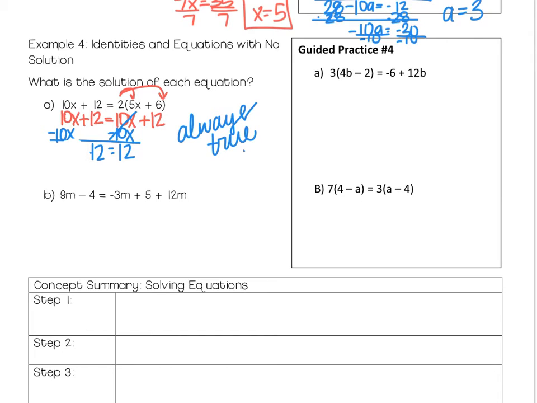So your answer is going to be all real numbers, because it wouldn't matter what number you plugged in for x, you would still get a true statement, because the two sides of the equation are actually equal.